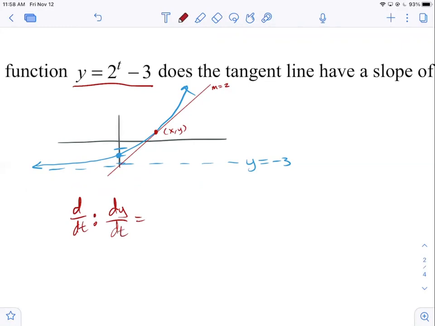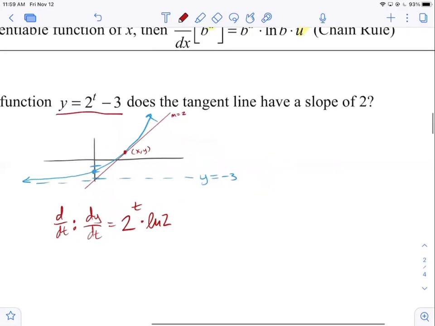What would be the derivative of 2 to the t power? 2 to the t times the natural log of 2. Good. Boom. What would be the derivative of -3? 0, right? We can just go term by term. Okay, so there's your derivative. Now we set it equal to 2.